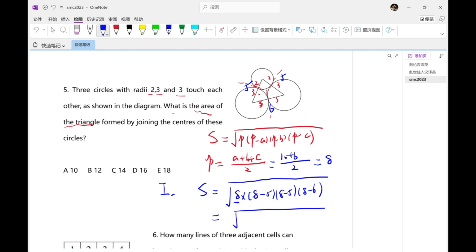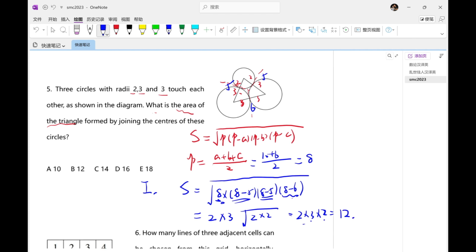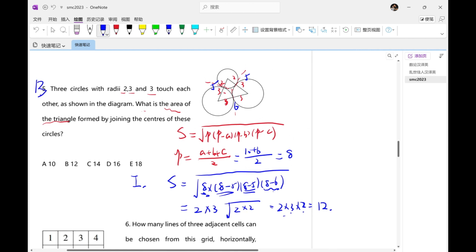That is, we take it out. That is 2 and left 2 here. This one comes out as 3, and this combines with the left 2, and they can all come out. This is 2 times 3 times 2, and that is 12. In the end, we choose B.